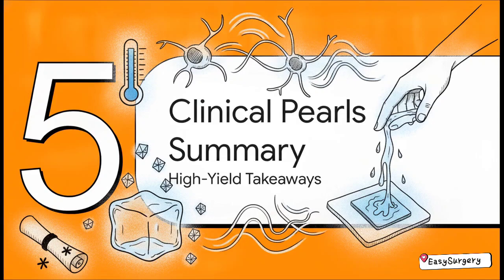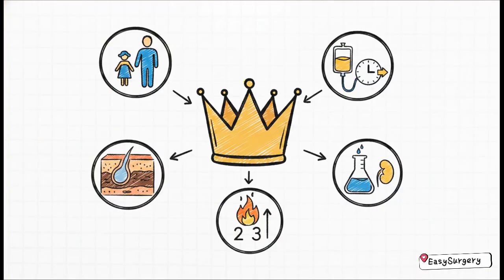You made it. Section 5, High-Yield Clinical Pearls Summary. Let's cool down and really lock in these major takeaways. Use Lund-Browder for the kids and nines for the adults. Never, ever calculate first-degree burns into your fluid math.